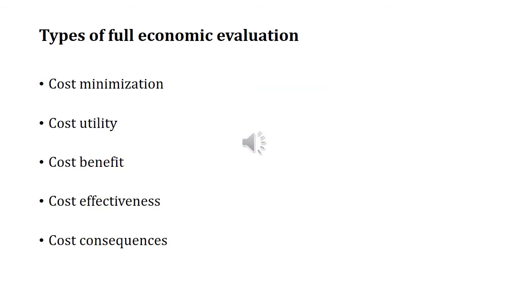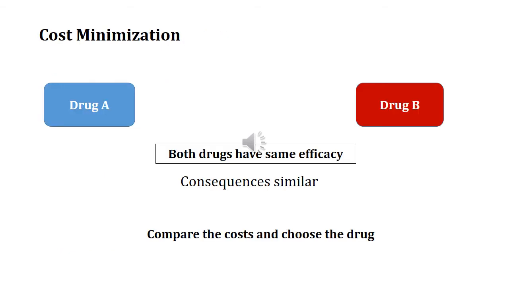Let us now understand the different types of pharmacoeconomic evaluations. So there are a total of 6 full economic evaluations, namely cost minimization, cost utility, cost benefit, cost effectiveness, and cost consequences analysis. Let us now understand the first type, that is cost minimization analysis, in detail.